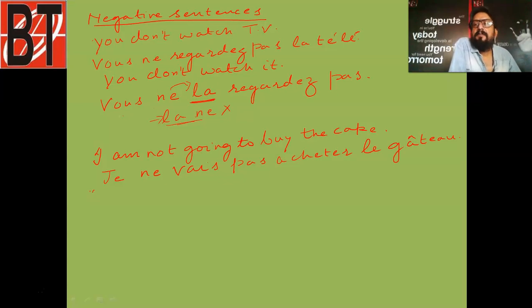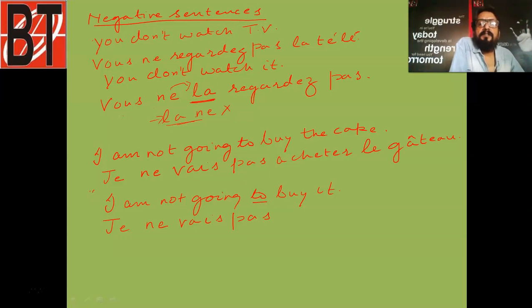Now, when you are writing, I am not going to buy it. How will you write? Je ne vais pas, and to buy it, so your verb, before this, here will come 'l'acheter'.